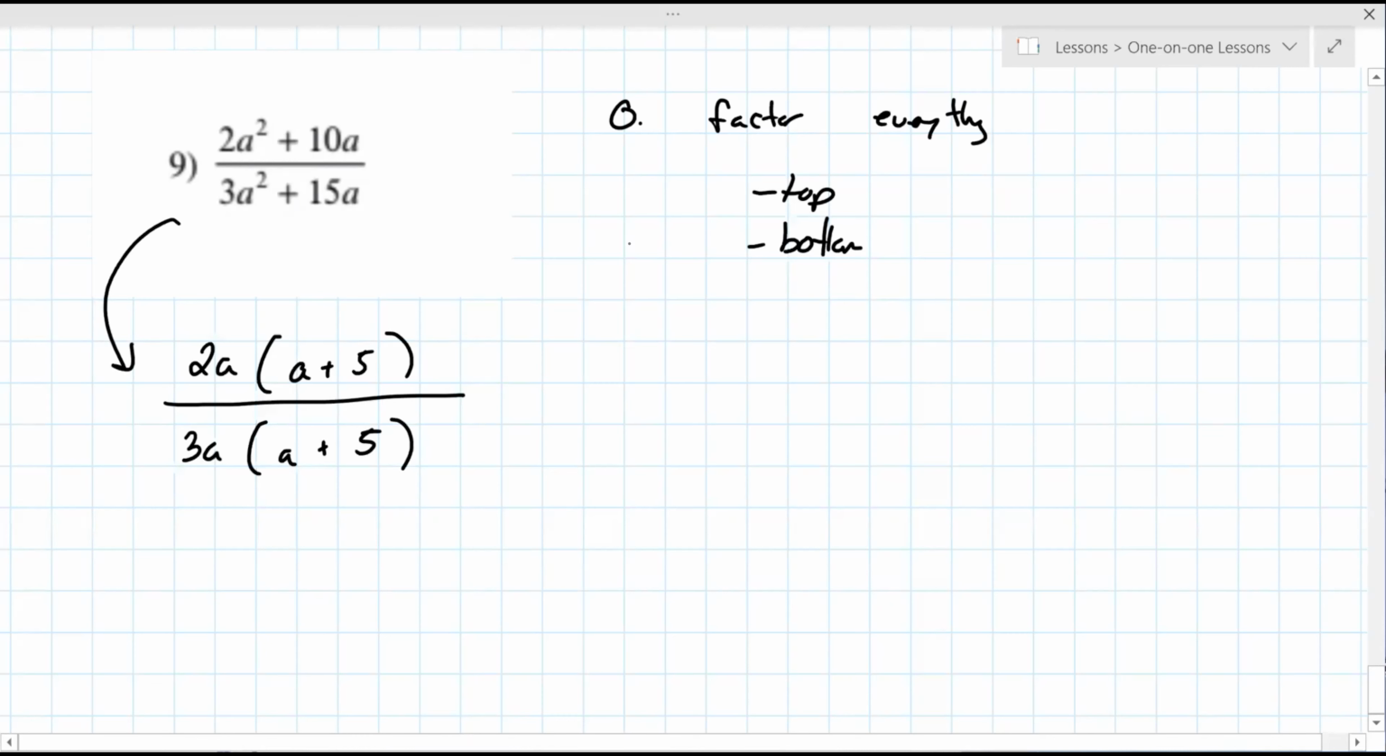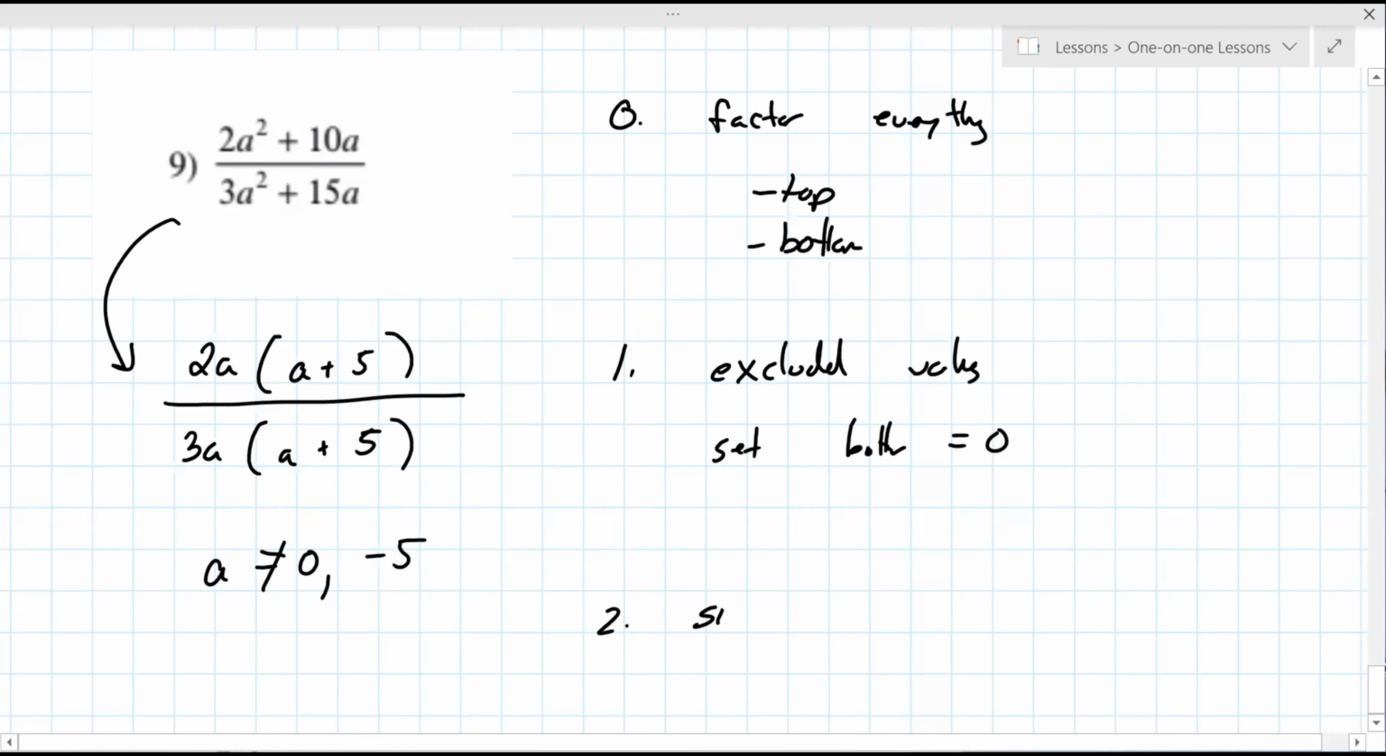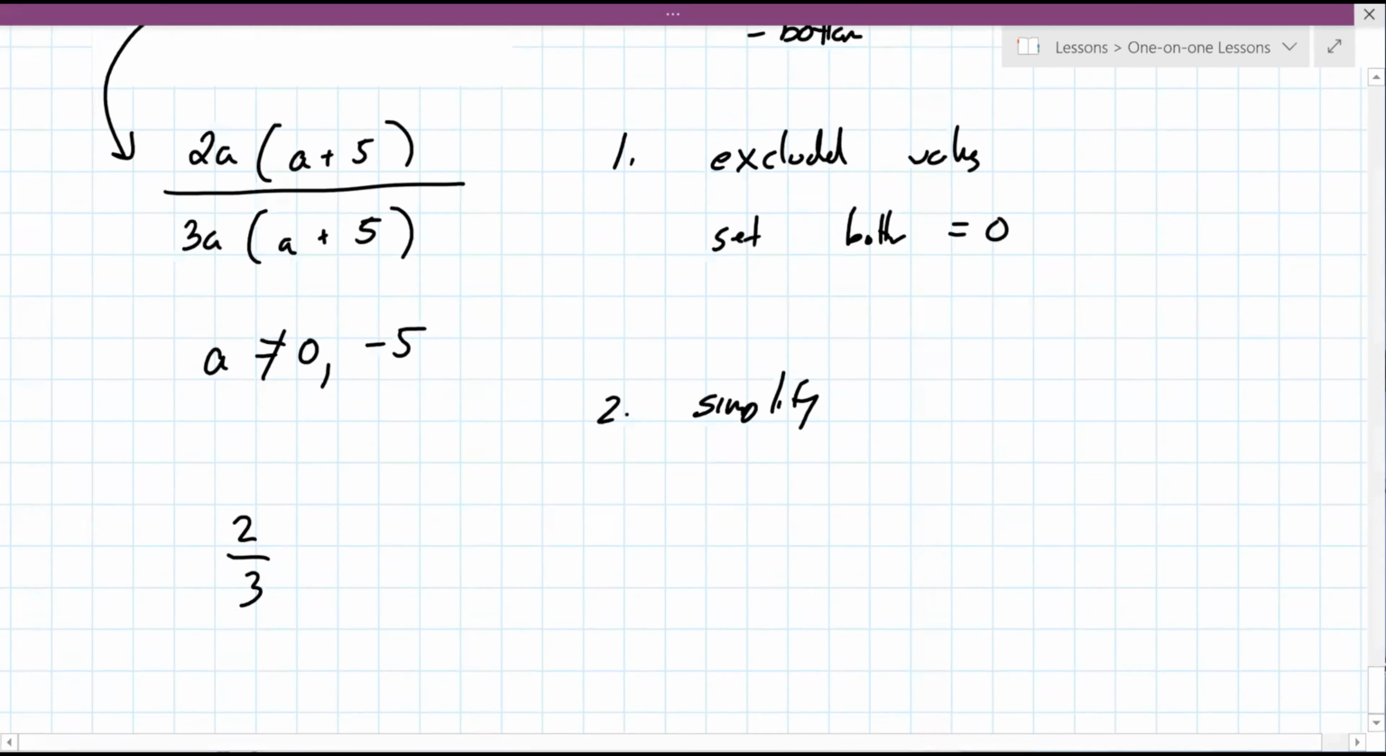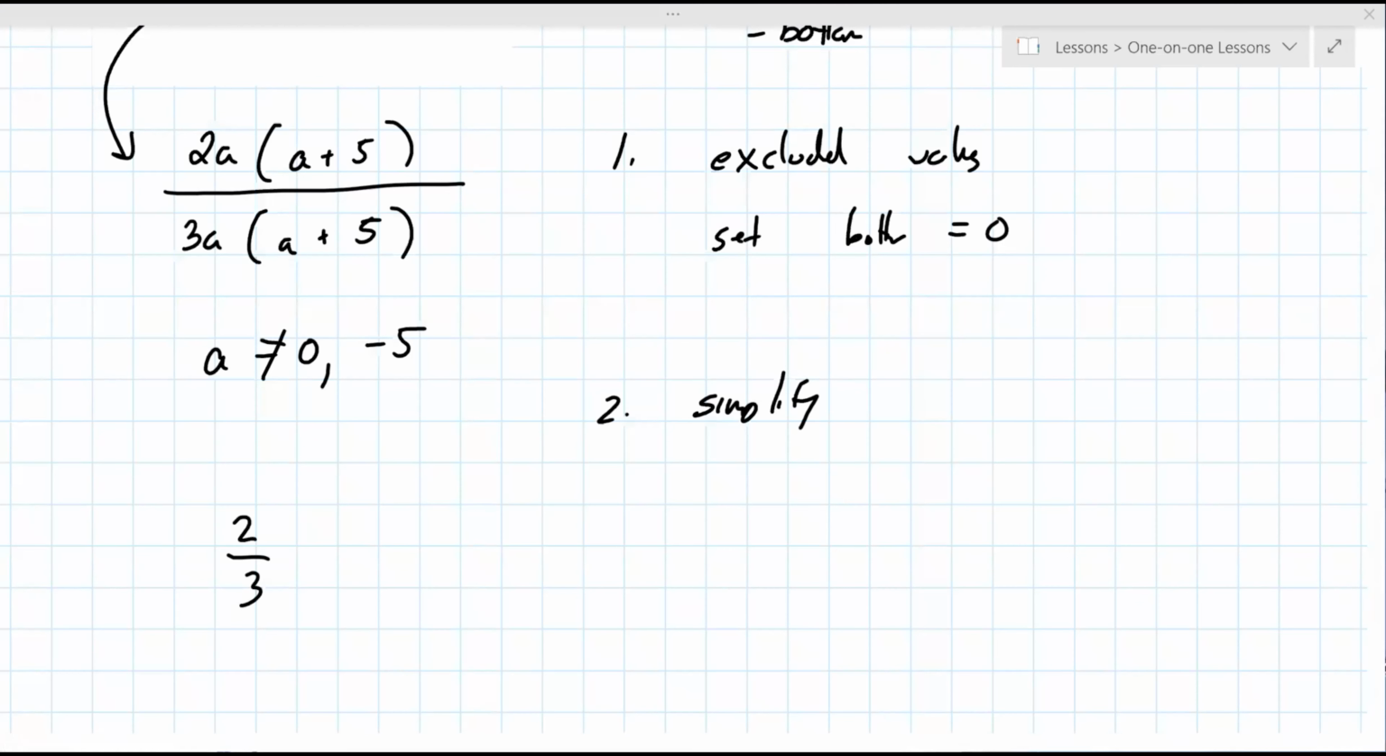When you factor, your first step is to determine the excluded values, which is setting the bottom equal to 0. It should be 0 and -5, right? So a cannot be 0 or -5. Then you can simplify. Notice factoring is not the same as simplifying. And here, yeah, a lot of stuff cancels. It actually just becomes 2/3. The a's cancel, and the a plus 5's cancel. But you can't just jump straight from step 0 to step 2. You're going to miss a bunch of stuff.